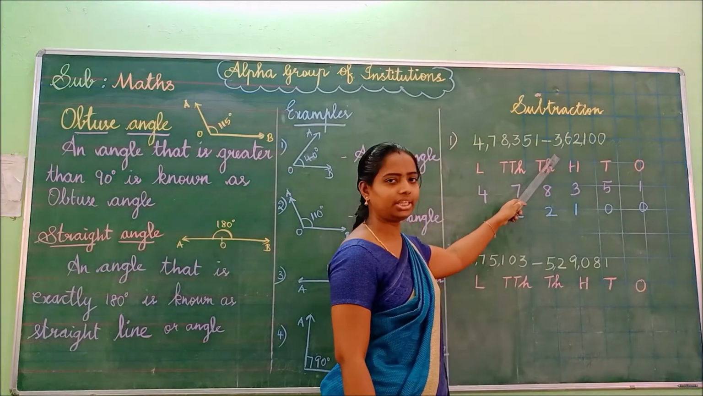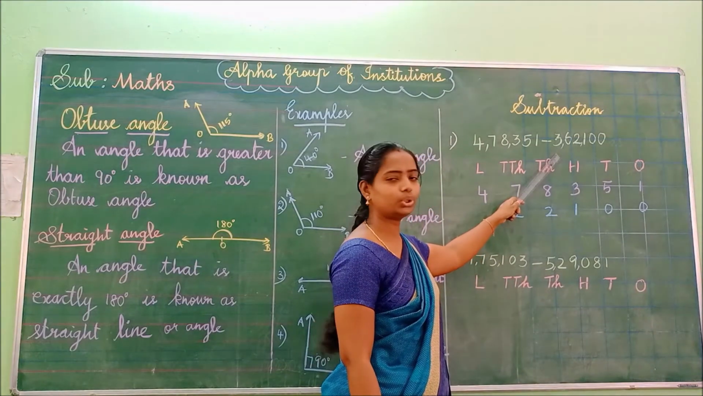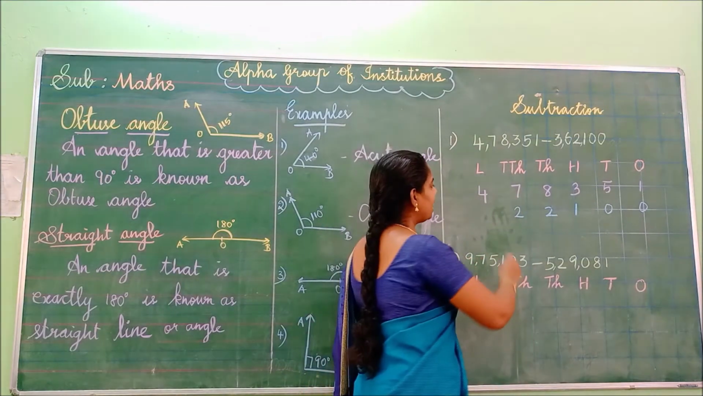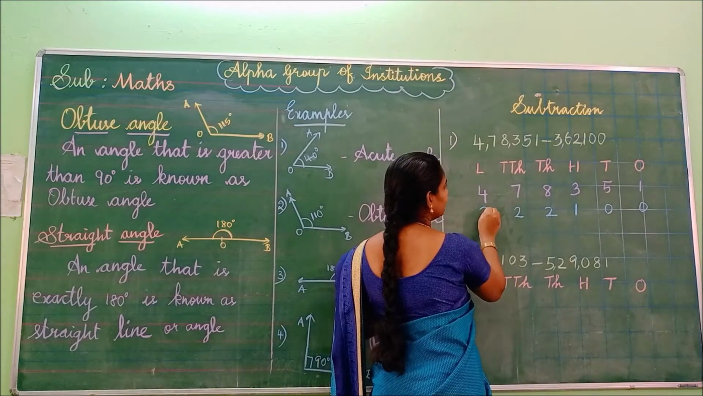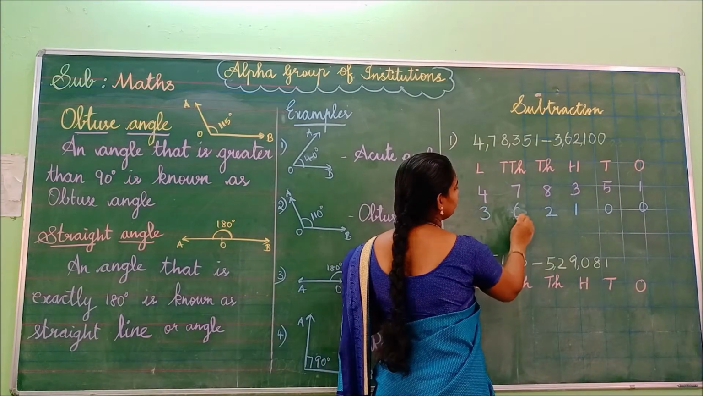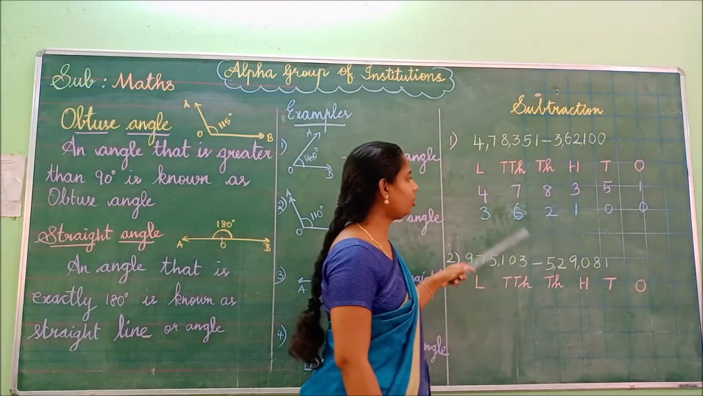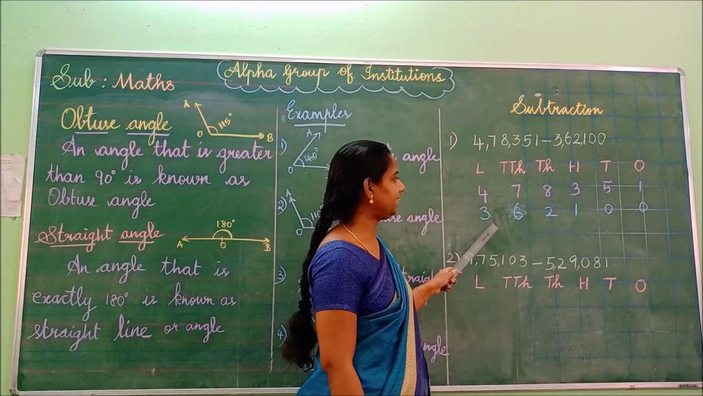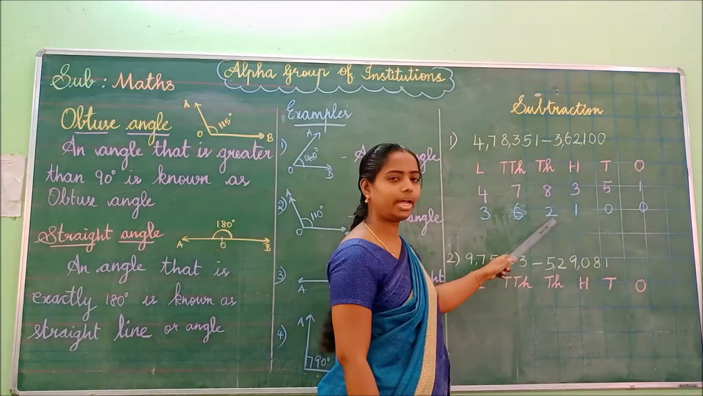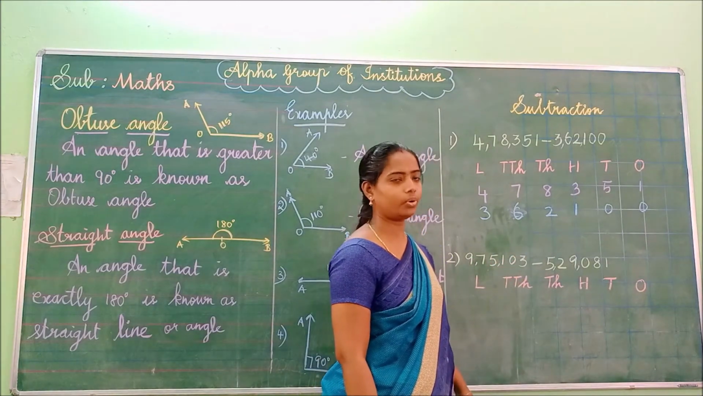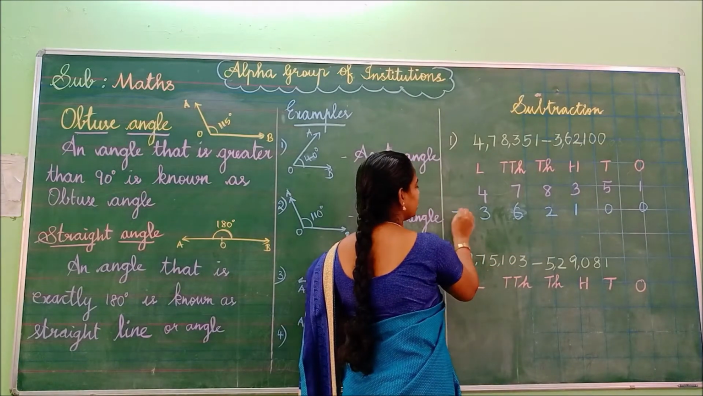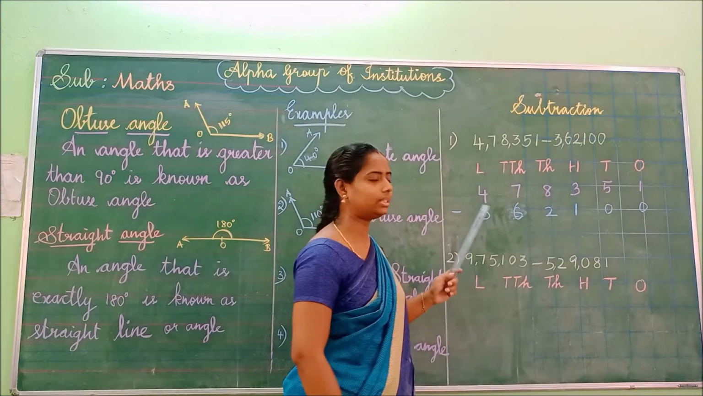And then the last number is 3. Okay, 3 you have to place here in the lakhs place. Okay, 3, 6, 2, 1, 0, 0. Okay, how much? 3,62,100. Okay, children, we are going to see the subtraction now.